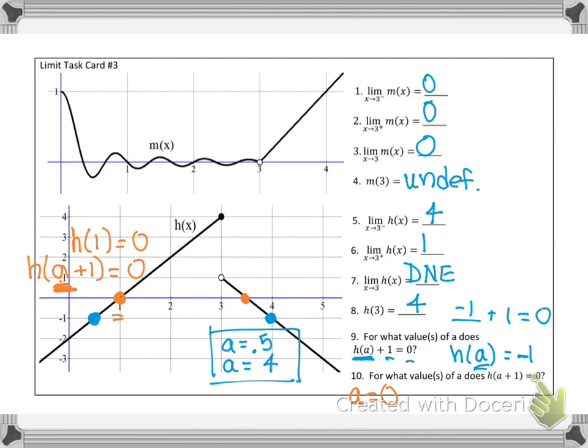Here on the graph, this input of 3.5 gives us an output of 0. So I need h of a plus 1 to equal 0. So in order to have this entire input be 3.5, a would be 2.5, or 5/2. Equivalent expressions are acceptable.